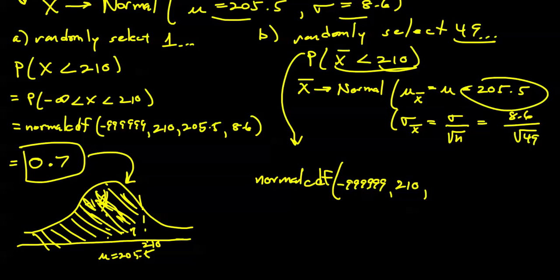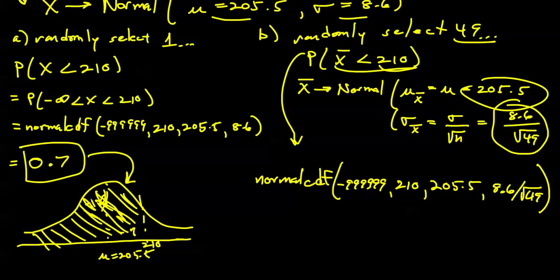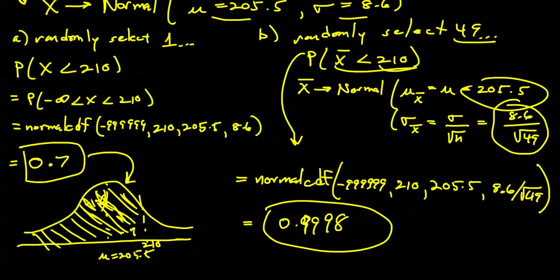The mean of the sample means is 205.5. Now what's changed here from part A is the standard deviation. It's 8.6 divided by the square root of 49. Now, of course, the square root of 49 is 7. We won't always be so fortunate with perfect squares under that root sign. So I'm going to enter it in my calculator just like this. And I punch this out, and I get 0.9998.